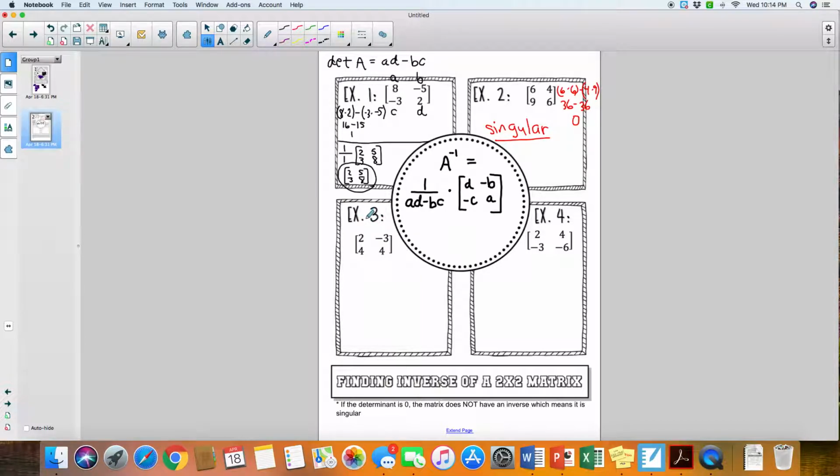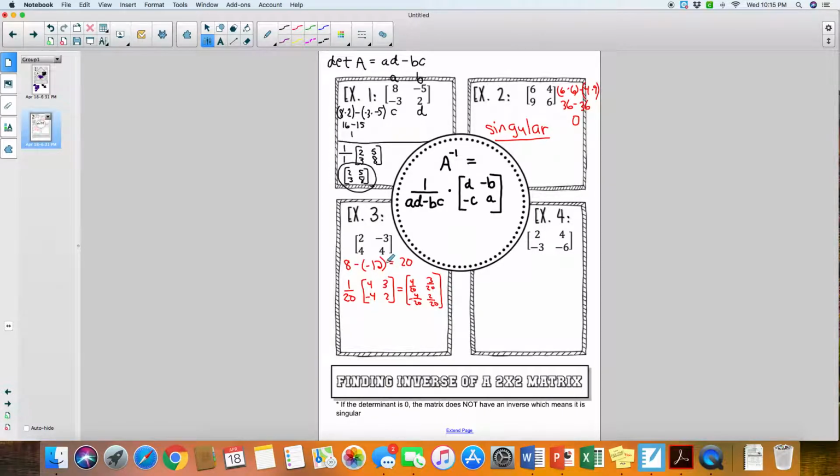Okay, so for example 3, you would have gotten 8 minus -12, so your determinant would have been 20. Then I would have done 1 over 20 times the matrix 4, positive 3, negative 4, and 2. That would have given me 4 over 20, 3 over 20, negative 4 over 20, and then 2 over 20.